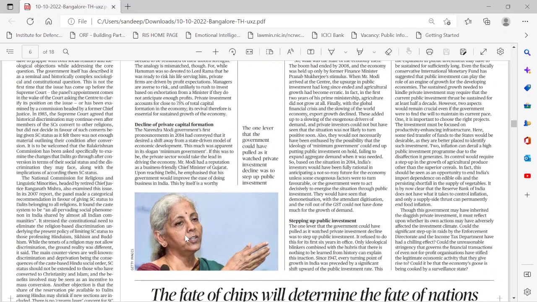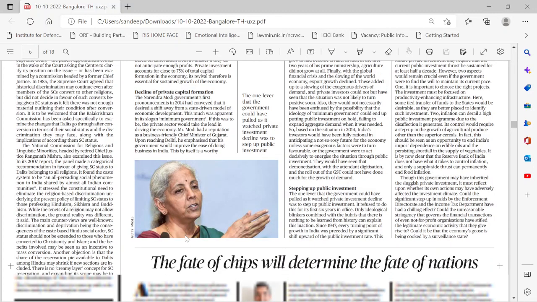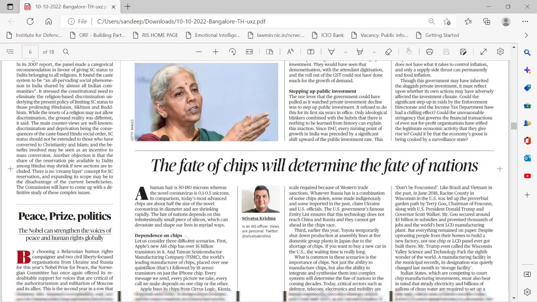And there was a committee set up which tried to study this, headed by Chief Justice Ranganath Mishra, and they have said that Dalits, irrespective of which community, have sufferings. So they must be given some sort of reservation, is what the article is trying to argue.